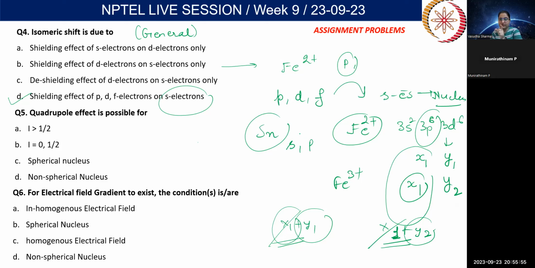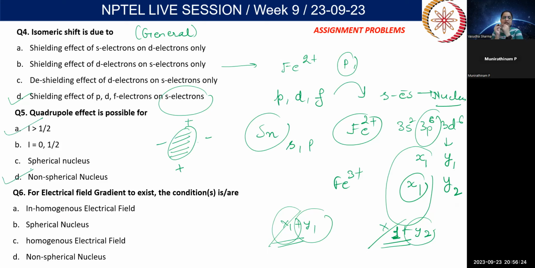The quadrupole effect. We saw the quadrupole effect like this way, where the charges were like this way. So it occurs for what? A option, it is possible when I is greater than half. B option, I is equal to 0 or half. C option, it is spherical nucleus. D option, it is non-spherical nucleus. I greater than 1/2, that is the first option, A. And the next option, D is also correct, non-spherical nucleus.